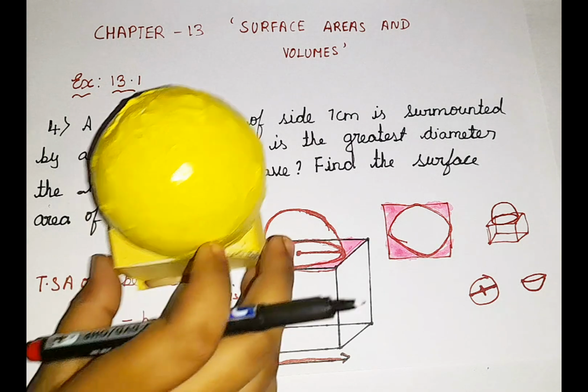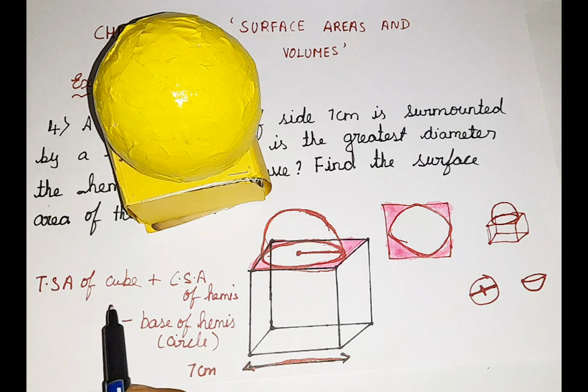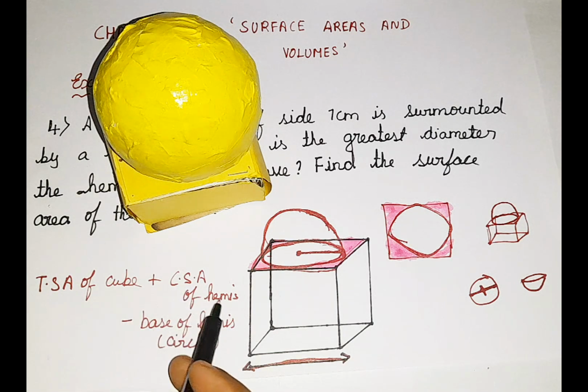So now, since you know this, these are the things we are going to be applying: total surface area of cube and curved surface area of hemisphere minus base of hemisphere, that is in the shape of a circle. So I'm going to apply the formula and solve it.